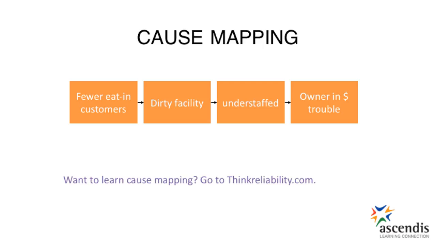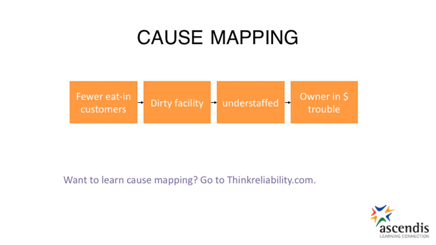So it started off as somebody from marketing saying, gee, maybe we ought to change the menu, and it turned out to be, gee, maybe we ought to get marital counseling for the owner. So when you think in terms of this, cause mapping is a tool. I'm just going to tell you, use it.